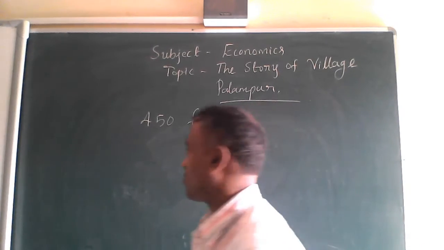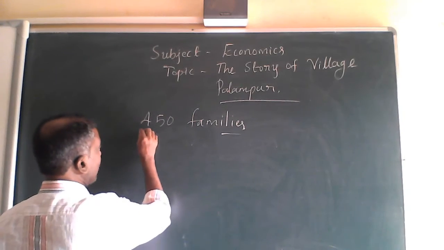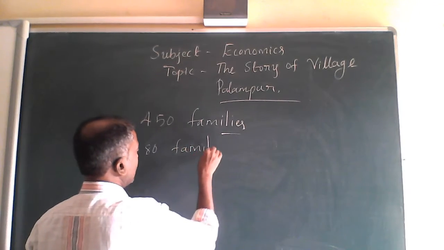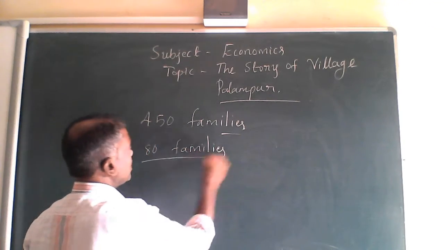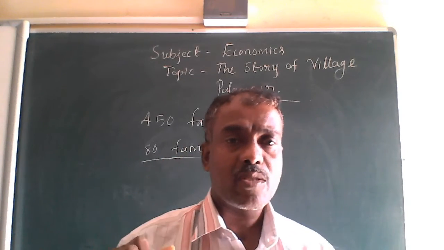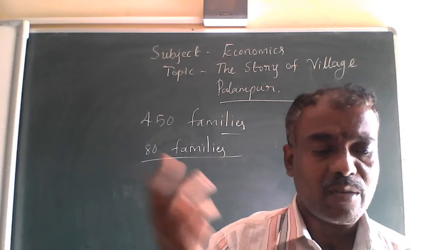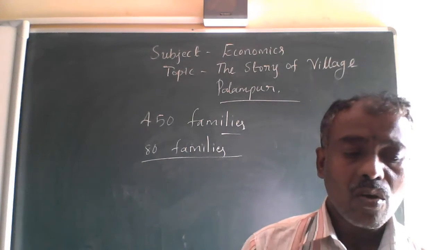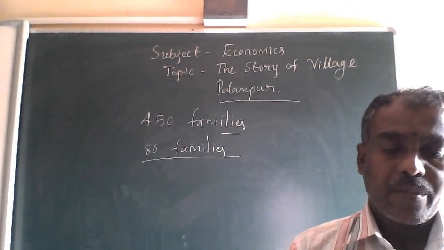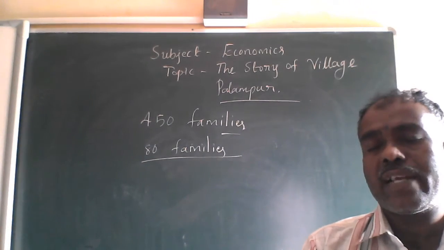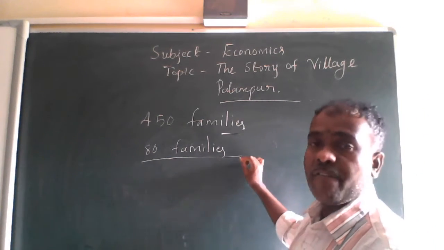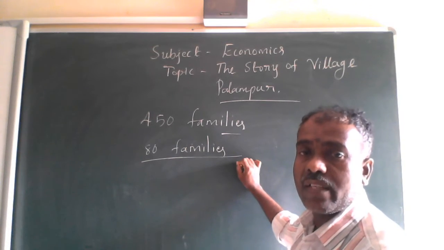We have to keep this in mind. Out of 450, there are only 80 families. Only a small amount, only 80. So 450 and 80, just imagine the difference. These 80 families own the majority of the land in the village. That means the 80 families have their own land.